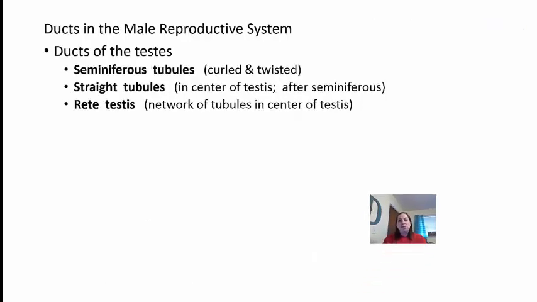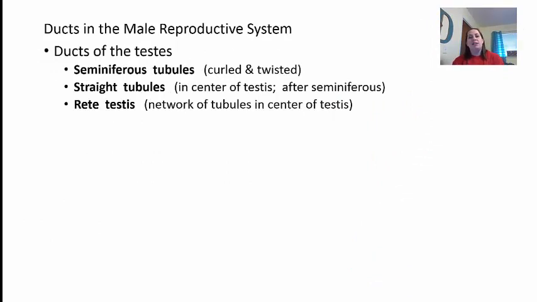So we've made the sperm now in the testes, and we want to then move it into new areas, okay? Because it can't just remain there in order for it to be functional to create a new individual. So we're going to see that it's going to travel through a series of ducts that are part of the male reproductive system. In the testes, we have the seminiferous tubules. They're curled and twisted, which we saw on the previous slide in the picture.